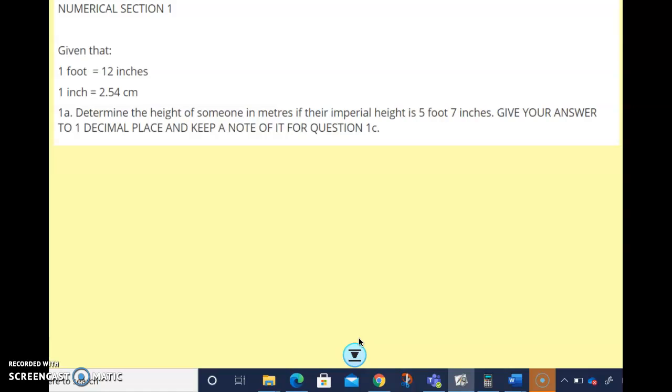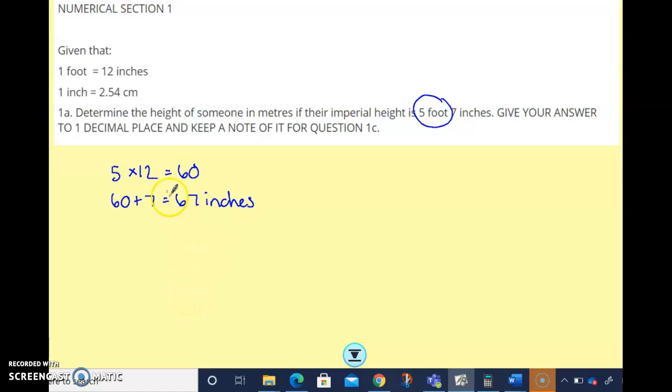Okay, first question then, we're changing from 5 foot 7 inches into metres. The first thing we do is change everything into inches. We're told that 1 foot is 12 inches, we've got 5 feet, so we do 5 times 12 which gives us 60, we've got an extra 7 here, so we add it on. So altogether, this person is 67 inches tall.